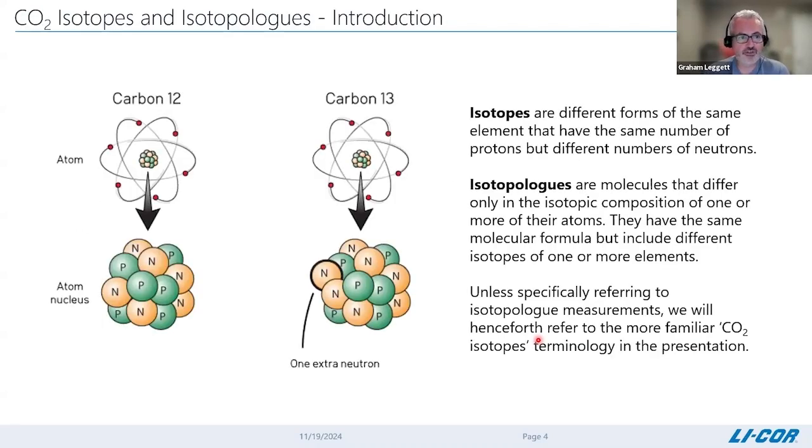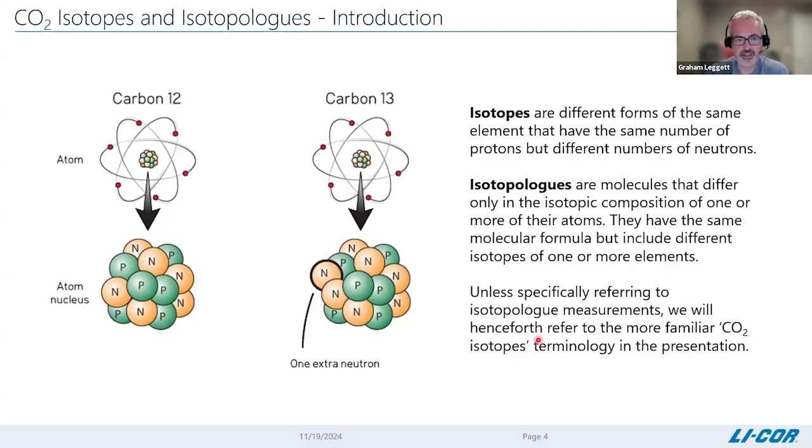I should just give a short introduction into isotopes and isotopologues, the difference between the two, and the terminology that we'll use in the presentation. So isotopes are different forms of the same element that have the same number of protons, but a different number of neutrons. So for example, we're very interested in carbon-12, carbon-13, both of which are measured with this instrument. And you can see the carbon-12 nucleus has 6 protons and 6 neutrons. So it's giving you the 12 mass, whereas carbon-13 has an additional neutron. So it's just one more mass element in the nucleus than the carbon-12.